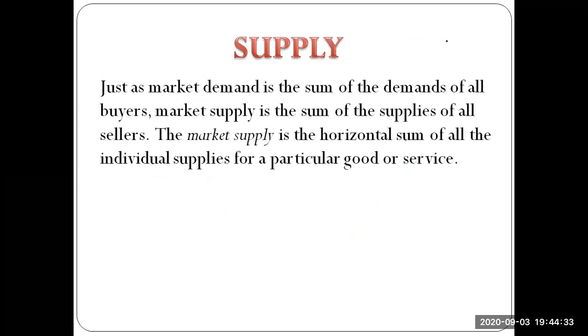Now again, the supply curve also has the same concept that we had in case of demand. Using the summation of the individual supply curves of each producer in a market, I can find out the market supply curve. Just as the market demand curve is the sum of all the demands of buyers, market supply is the sum of the supplies of all sellers. So we can connect this with the demand concepts that we have discussed before. Again, the market supply is the horizontal sum of all the individual supplies for a particular good or service. We have discussed the horizontal sum concept before in the demand concept, so the logic more or less remains the same.